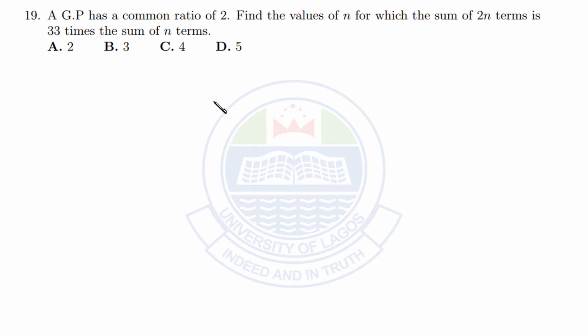In this question, they said a geometric progression has a common ratio of 2. Find the values of n for which the sum of the 2n terms is 33 times the sum of the n terms. Now, what is the sum of n terms of a geometric progression if the common ratio is greater than 1? The sum of n terms is given as a open bracket r to the power n minus 1 over r minus 1.